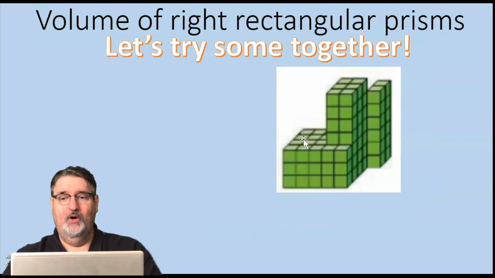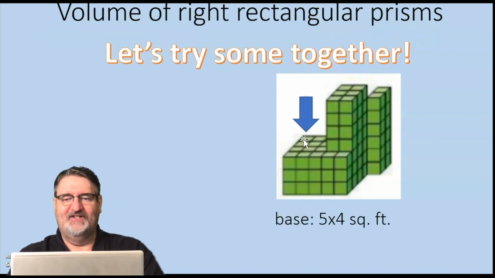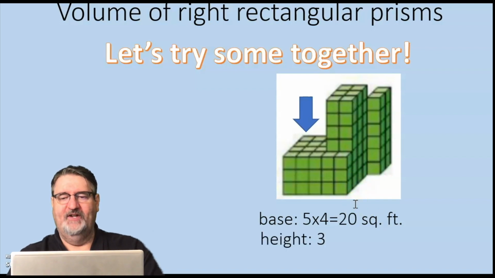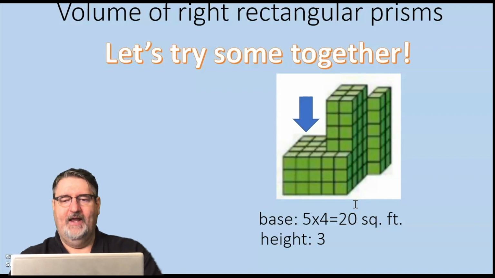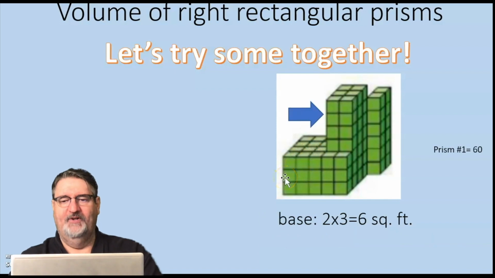Let's look at this one. There are 3 different shapes there. Oh man, this one will be fun. On this first one right here, we have a base that goes 1, 2, 3, 4, 5, and right over here it's 1, 2, 3, 4. So we have 5 times 4 equals 20 square feet. On this one, we have a height of 3. So we're going to do 20 times 3 equals 60 cubic feet for this one right here, prism 1.